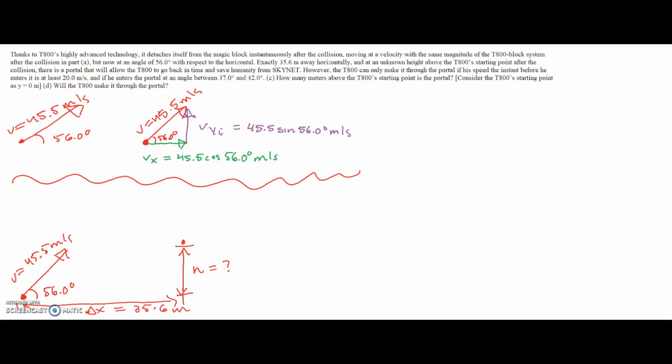In order to do that, I'm going to move up here. We need to find what the time is. So you can use this formula: change in x equals initial velocity, so velocity x, times time, plus 1/2 a t squared. Because in the horizontal direction there is no acceleration, we can just cross that out. So now we just have change in x equals velocity x times time. Divide both sides by the velocity to find the time. So substitute.